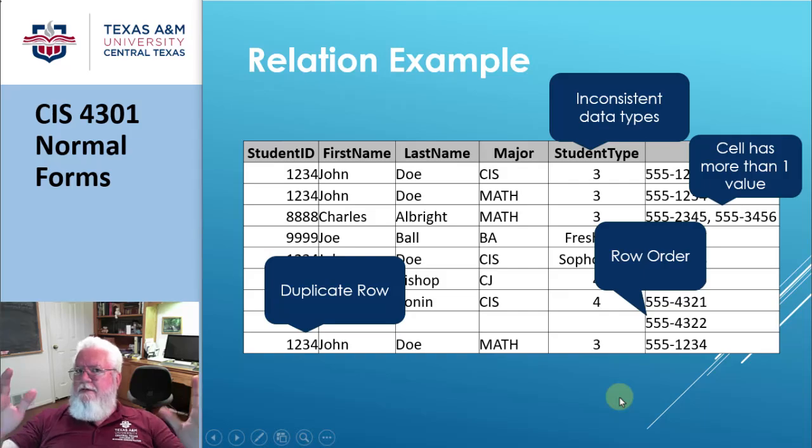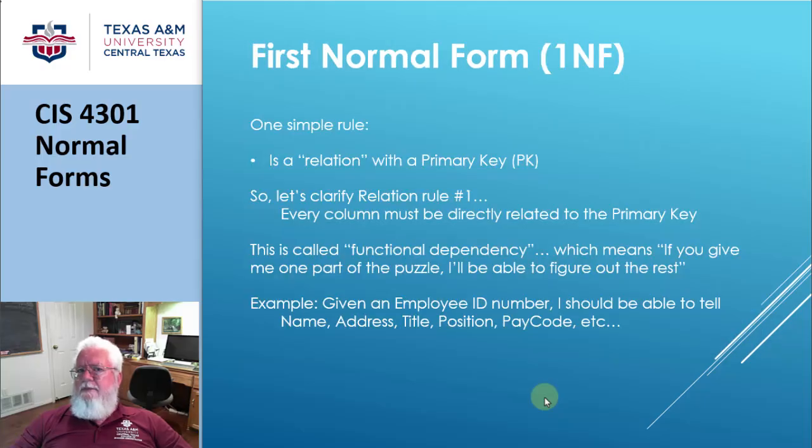So that's kind of a simple example of how to use the relation rules to see if a table meets those rules. Okay, so that's not too difficult, is it? The worst one, the most complicated one, is the one we're going to be talking about an awful lot. So let's move on to first normal form.